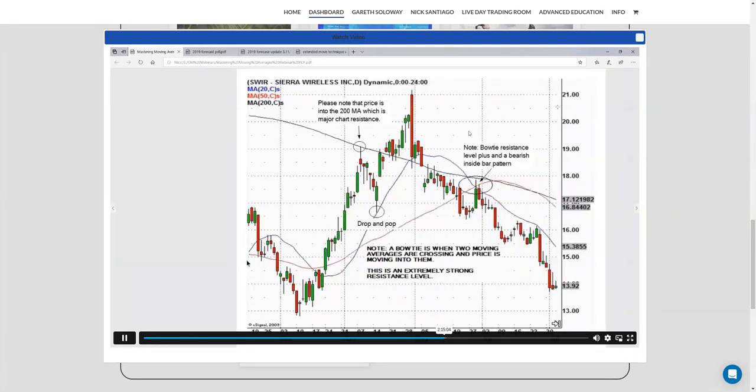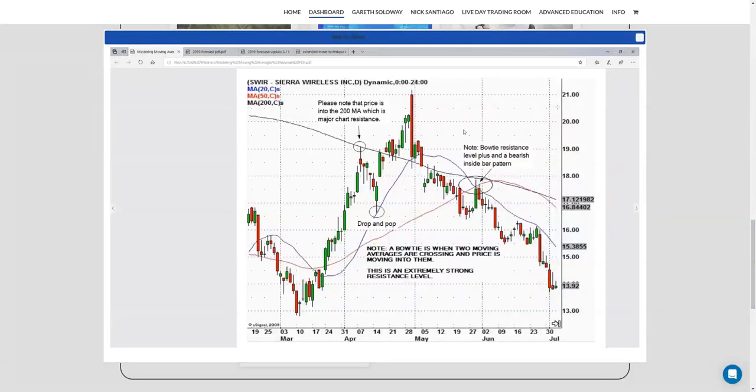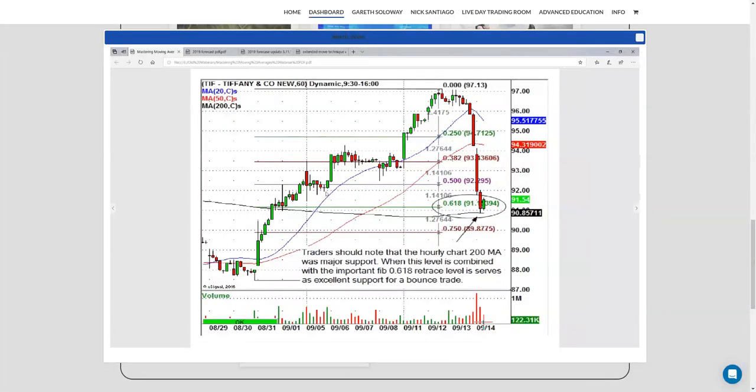All right, Charter Sierra Wireless. We basically did this one, but it had so much to it. I put it in there again. Here we have Charter Tiffany. So check this one out.